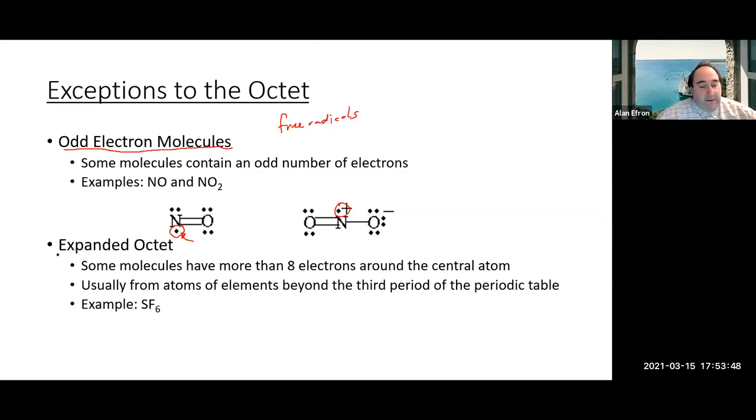Now, if you ever continue on to take more chemistry, the last exception to the octet rule is what is known as the expanded octet. And that's one that you see a lot in chemistry. Again, not in our class, but in a lot of other chemistry classes. Expanded octet means that it can actually go over 8 electrons. So it can have more than 8 electrons in a situation.